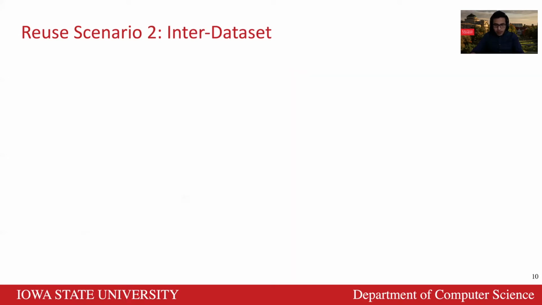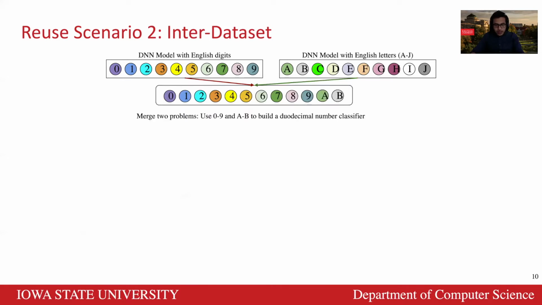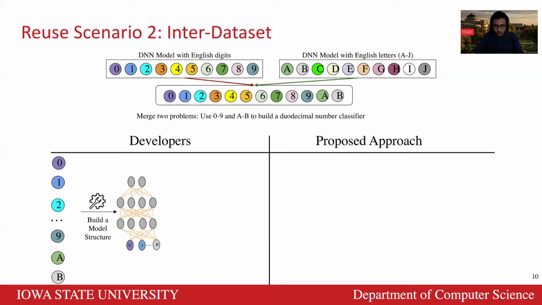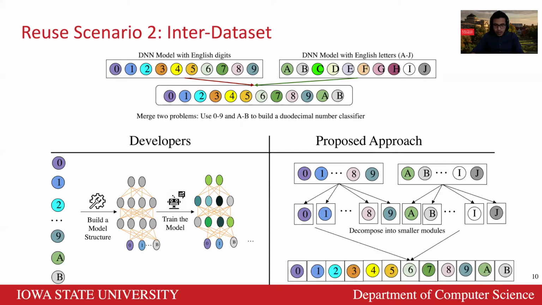Now, if we have two DNN models, one to recognize 0 to 9 and another to recognize A to J, can we build a DNN model to recognize 0 to 9, A, B? It's really a duodecimal classifier. To realize the reuse scenario, the developer will do the same: first, extract the dataset from the existing dataset and train a new model. Whereas in our case, we'll decompose the two DNN models into modules where each module is responsible for recognizing a single class of output. We'll reuse the 0 to 9 modules and the A, B modules to build a duodecimal classifier.